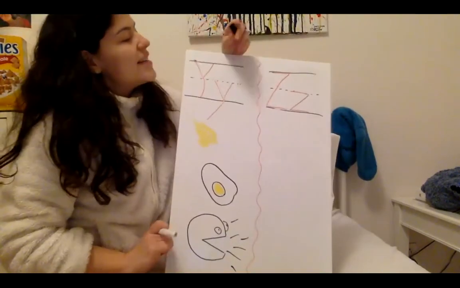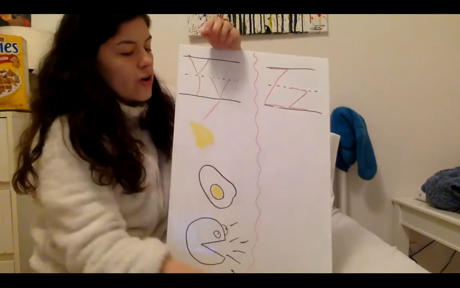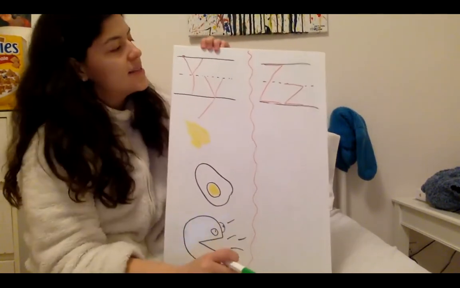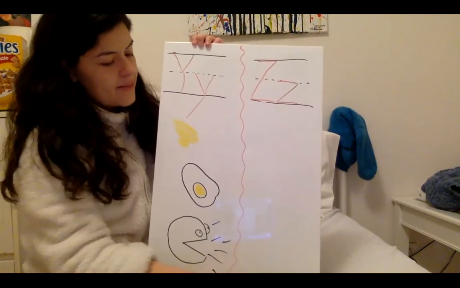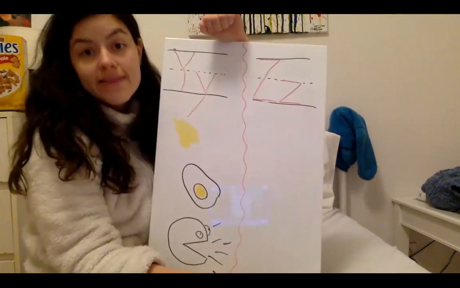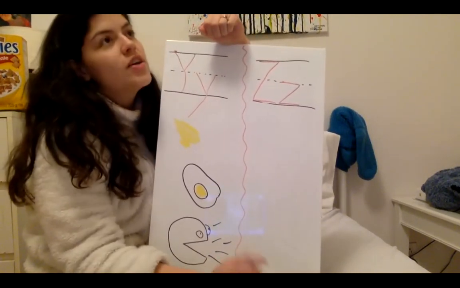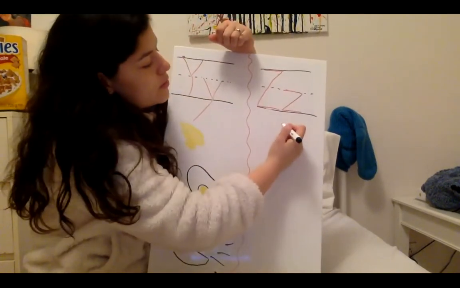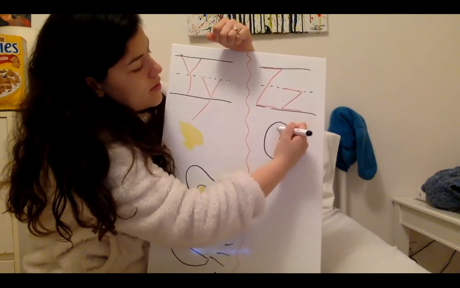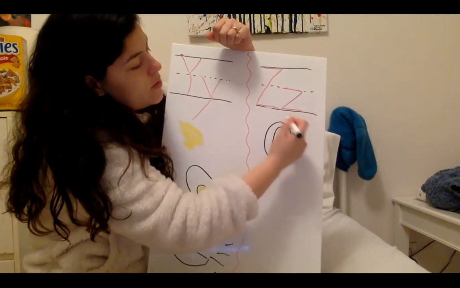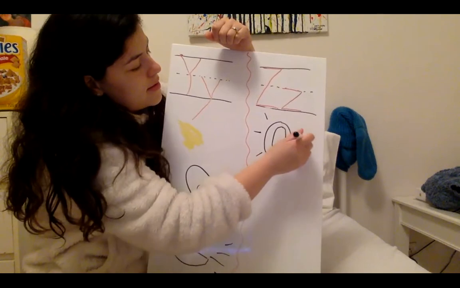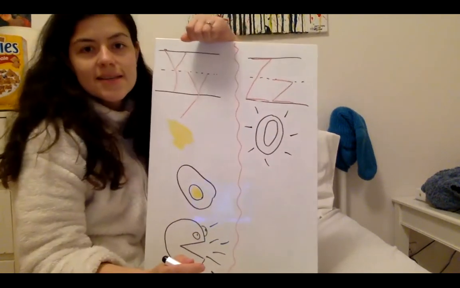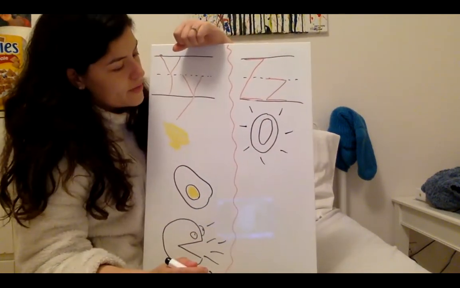Great. Now let's draw some pictures under our Z. Some things that I think of when I think of the letter Z are zero, the number zero. Zero is nothing, and it has that z sound at the beginning.